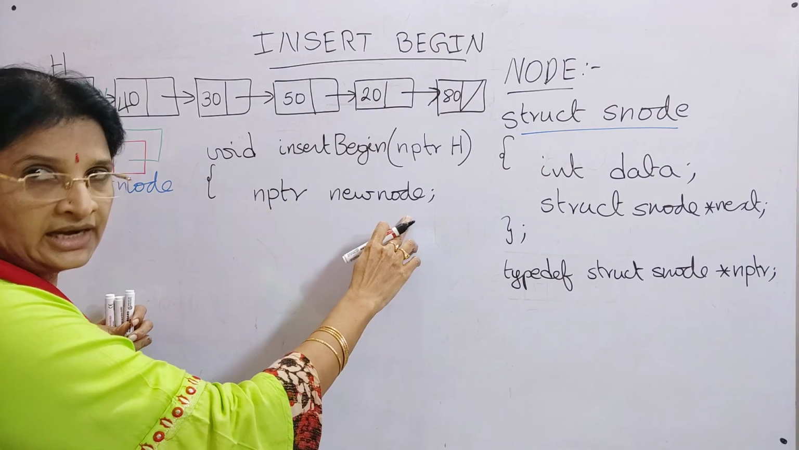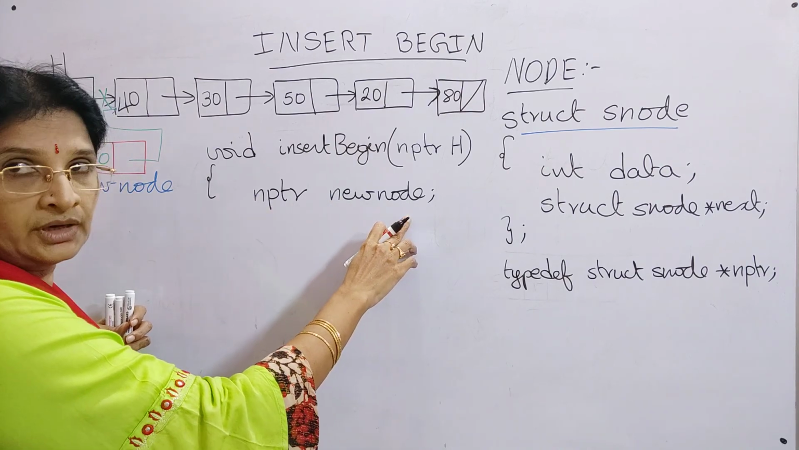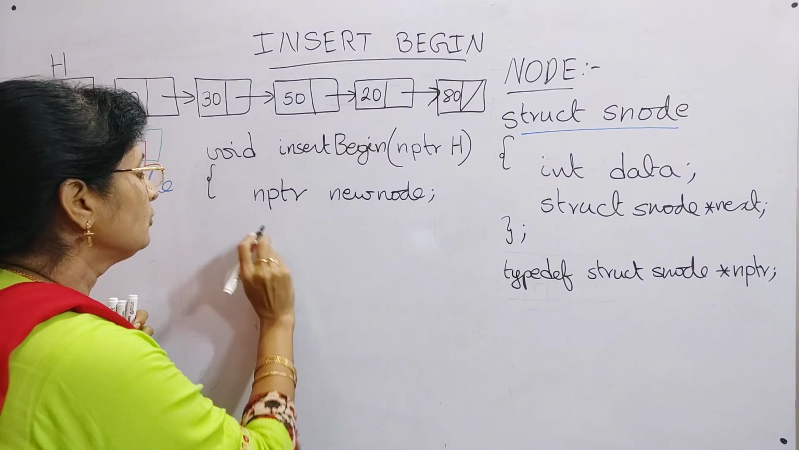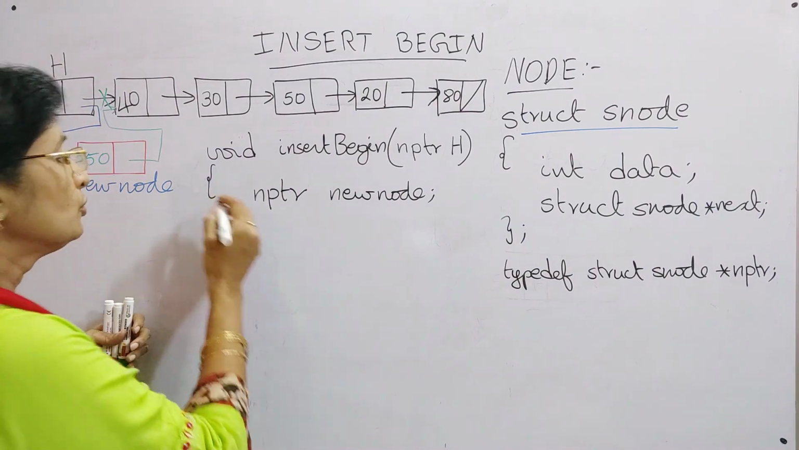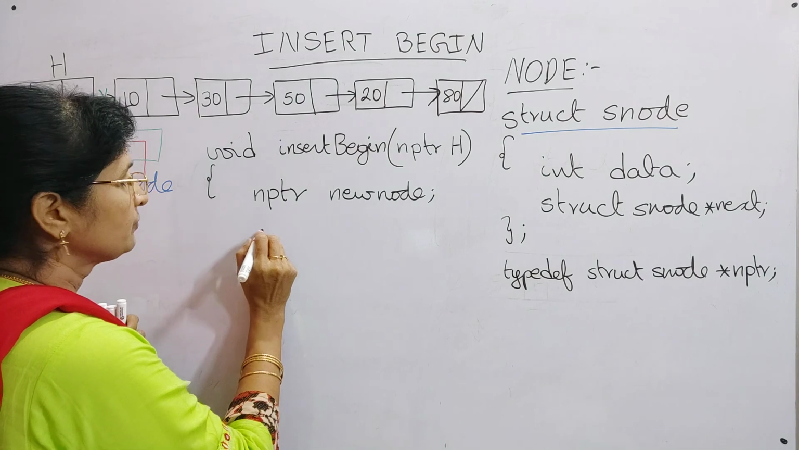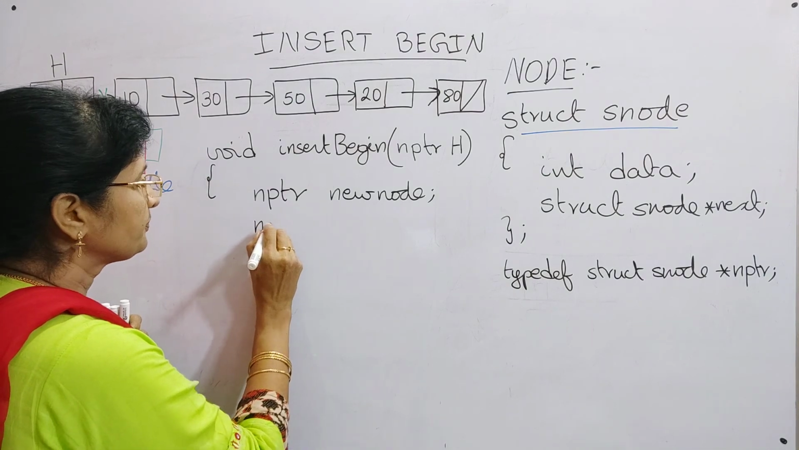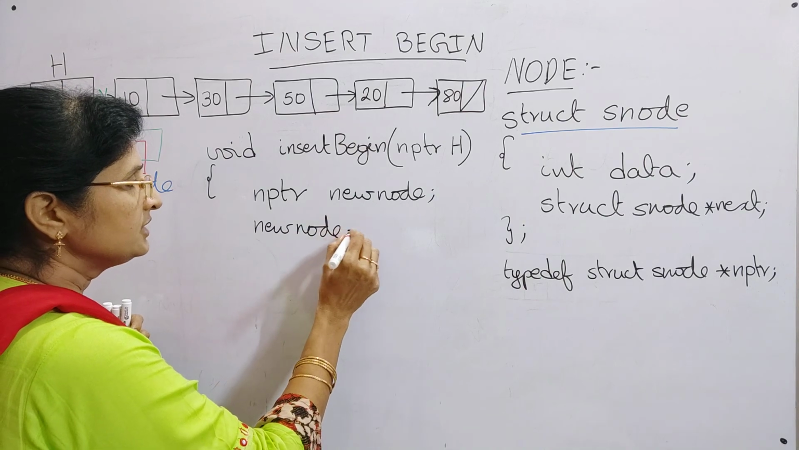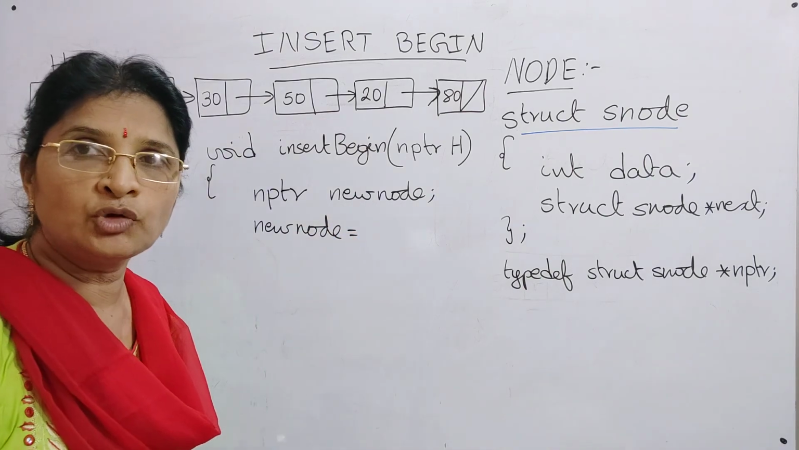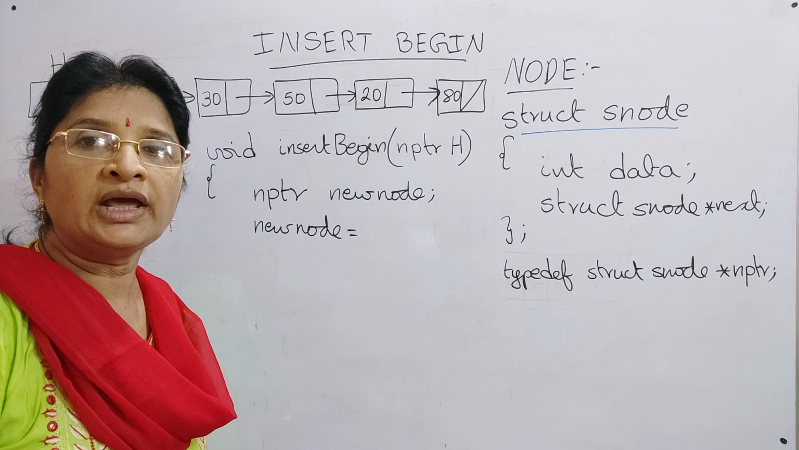Next, I have declared a variable for this node, and now I have to allocate the memory for this particular new node. How can I allocate the memory? It can be allocated as new node is equal to, and here I am going to use the malloc function to allocate the memory.